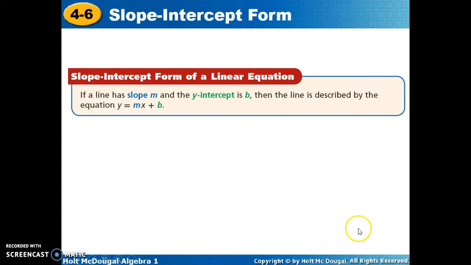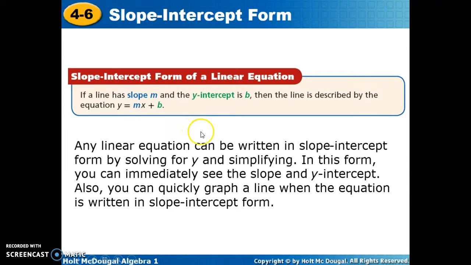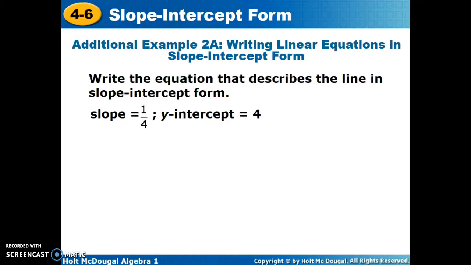Slope-intercept form of a linear equation, this is good for your notes. If a line has slope m and y-intercept b, then the line is described by the equation y equals mx plus b. Any linear equation can be written in slope-intercept form by solving for y and simplifying. In this form, you can immediately see the slope and y-intercept. Also, you can quickly graph a line when the equation is written in slope-intercept form.